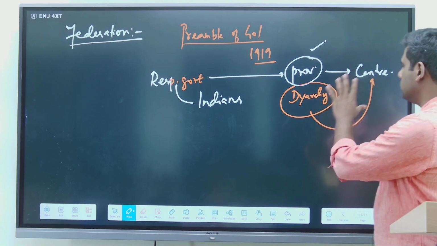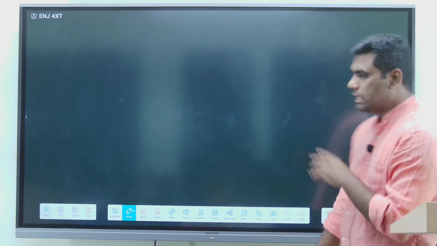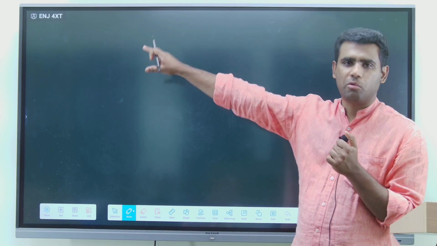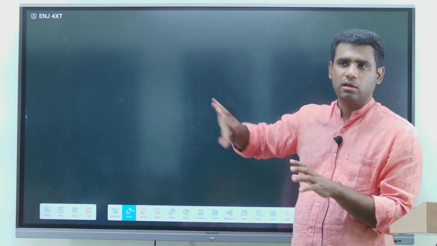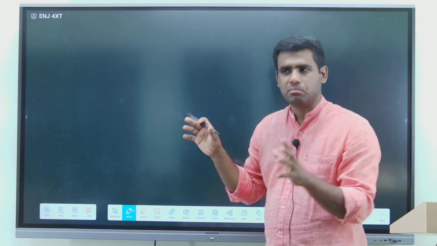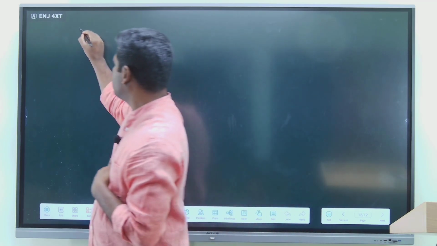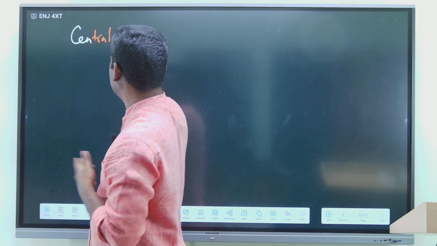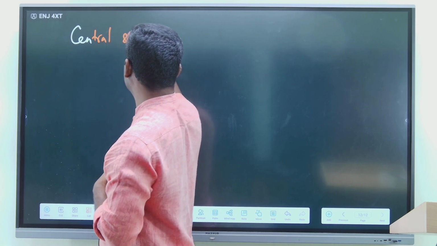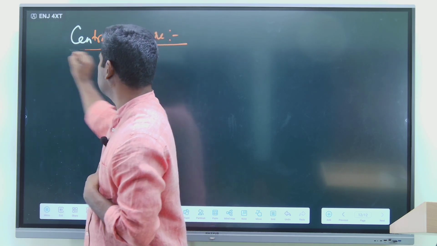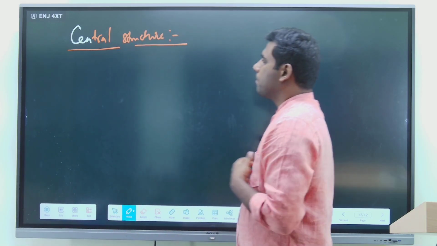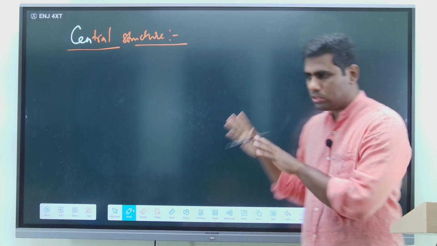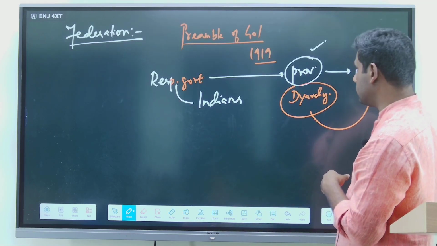All right, so let's see the influence of this idea of federation and the provisions of the Government of India Act 1919 in how a federal setup is created in the center, right? So let's have a look at the central structure of both the legislature as well as the executive. So let me just revise your memory once again of whatever we have discussed till this point.